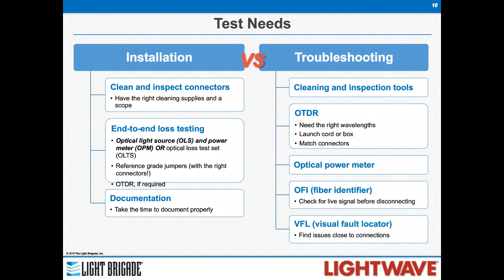Installation testing needs to have a loss test set, some good reference cables for testing that. We'll talk about that in a minute. And if they need some documentation out in the field, they'll bring that. And then for troubleshooting, we'll add an OTDR with all the right connections. Most OTDRs have a power meter port, so you may not need a separate power meter if you have that. And we'll talk about OFIs, optical fiber identifiers, and visual fault locators at the end here. They're nice tools to have and can be very helpful.